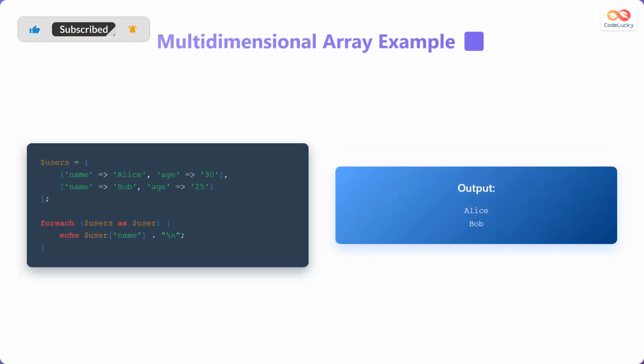Here's a multidimensional array example. We have an array called $users containing nested arrays with name and age keys. The foreach loop iterates through the $users array, assigning each user array to the $user variable. Inside the loop, we print the name value for each user, followed by a new line character. It outputs Alice and Bob on separate lines.